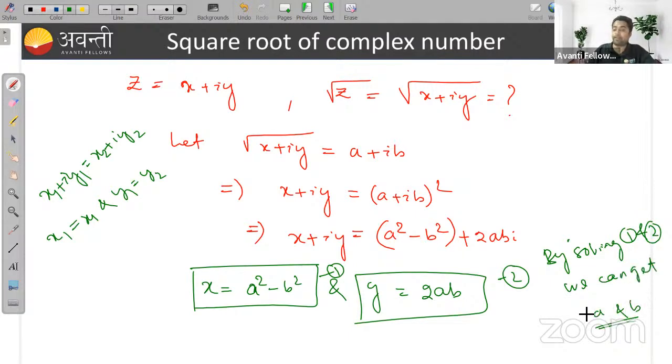Now after finding the value of a and b, just put them here and you will get the square root of x plus iy, which is a plus ib. Is it simple or not?